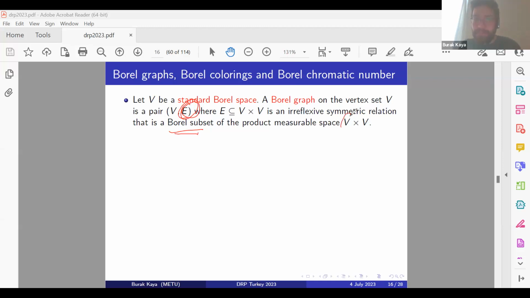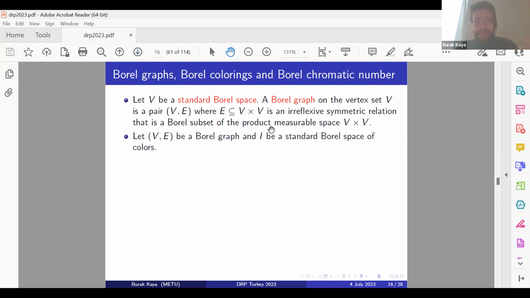Now, this is a standard Borel space structure. So there's a product standard Borel space structure on this, okay, which you'll learn in your measure theory course. I'm not going to go about that. So I can talk about a subset of this Cartesian product being Borel or not, or being projective or not. So now I can talk about Borelness of the graphs or projectiveness of the graphs. So a Borel graph means that you're just a usual graph, but the edge relation is Borel.